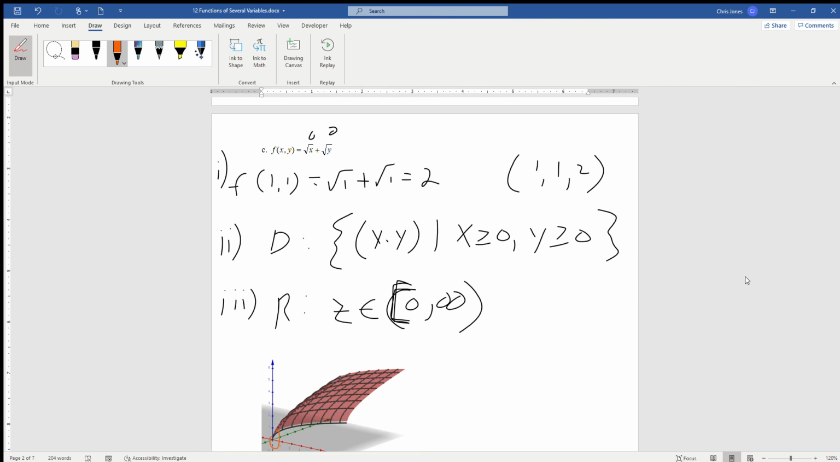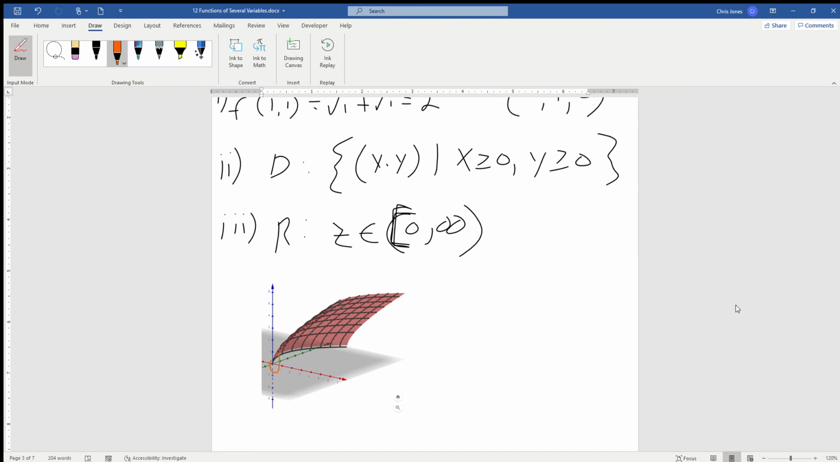Hopefully this gives you a good overview of functions in two variables and our 3D graphs, and how to plot them. In the next section, we're going to start taking a look at some of the principles of these types of functions in two variables.